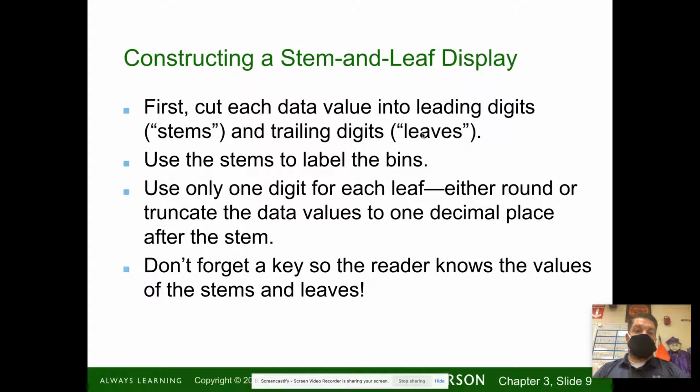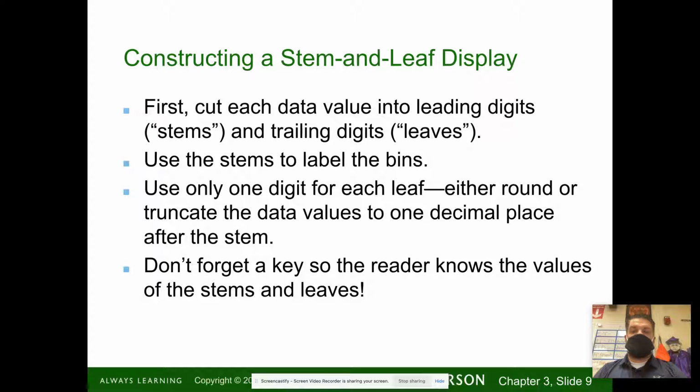So how do you construct a stem and leaf plot? Well, first cut the data value into the leading digits. Those are called the stems, okay? And then the trailing digits are the leaves. And there's lots of ways you could do this. And in your homework, you'll practice a couple different ways.